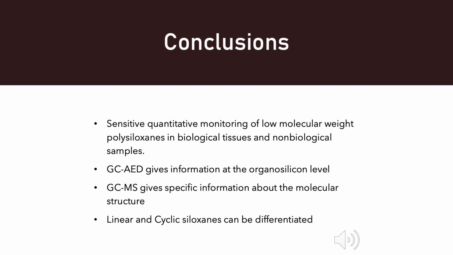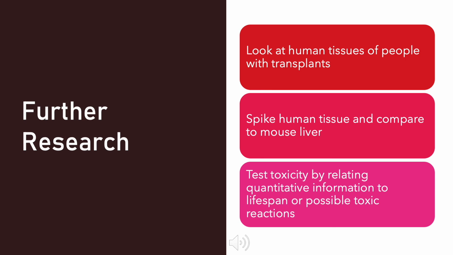both GC-AED and GCMS. If I was to make a recommendation to the authors, or if I was to carry out my own further research, I would look at the human tissues of people with transplants and see if I could identify any silicon content. I would also spike human tissues and compare them to the mouse liver results to see if there was any similarities. To test for toxicity, I think that's also really important if this is going to be used for the medical field. I would look at the quantitative information and compare it to the lifespan to see if there's any possible toxic reactions through someone's life.